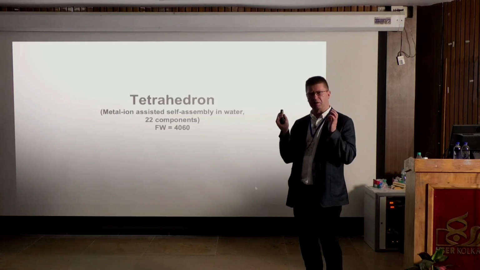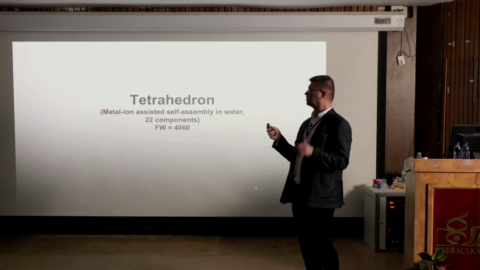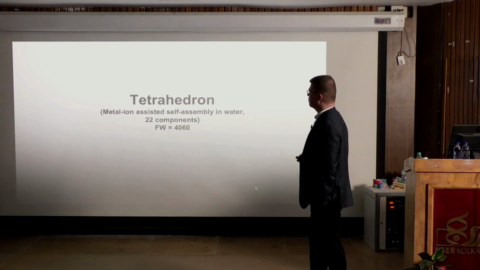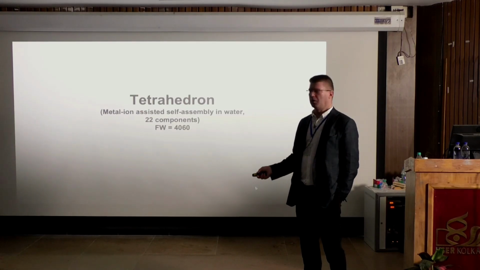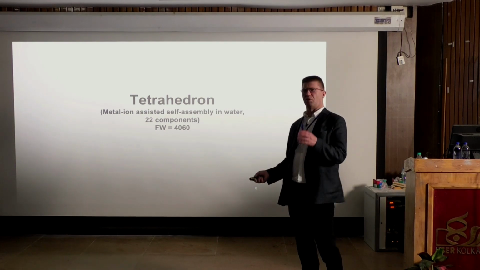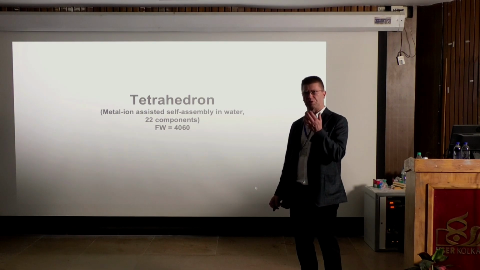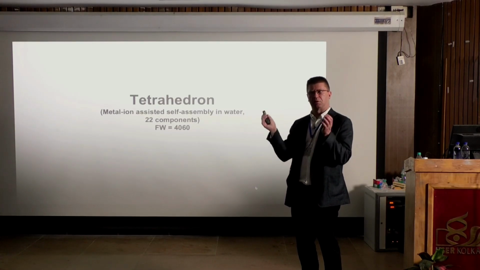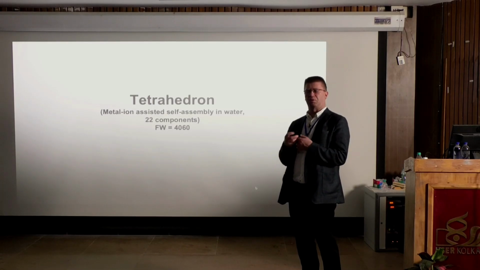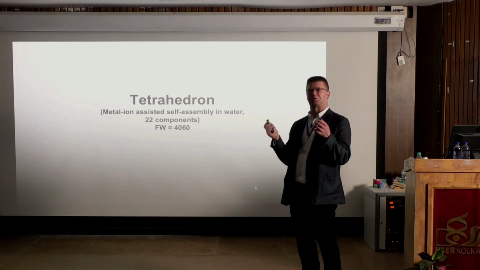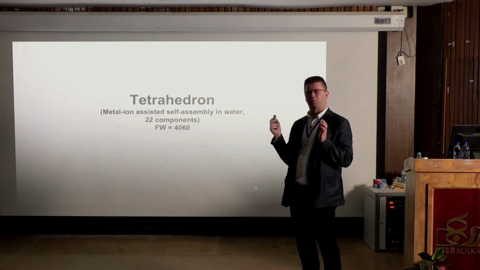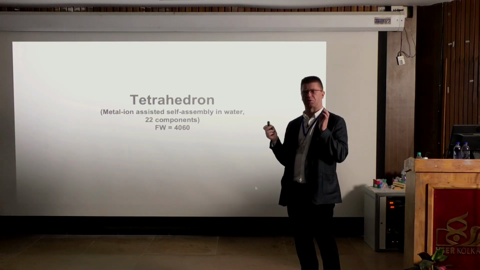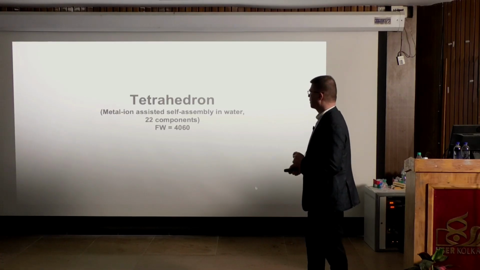So we take all the components needed for this, and we call this metal ion assisted self-assembly in water. And now this thing has 22 components. So 22 separate things are put in water simultaneously. So what happens? You would easily consider that you would have a big mixture, get polymers and all this kind of unclear stuff, but no. Really, it works like a clock, and this is what happens.